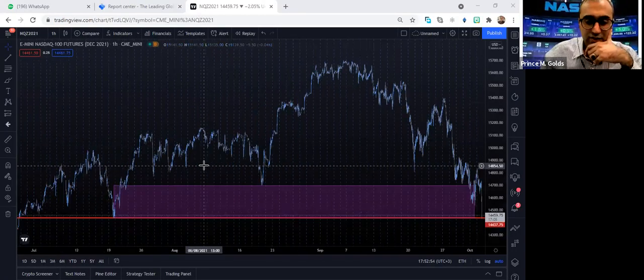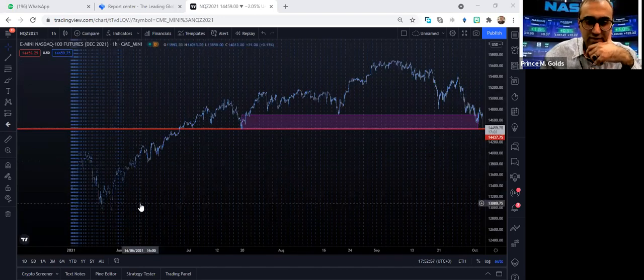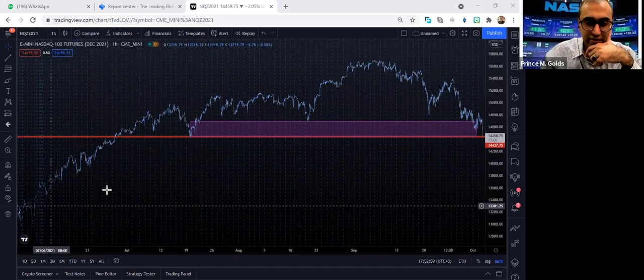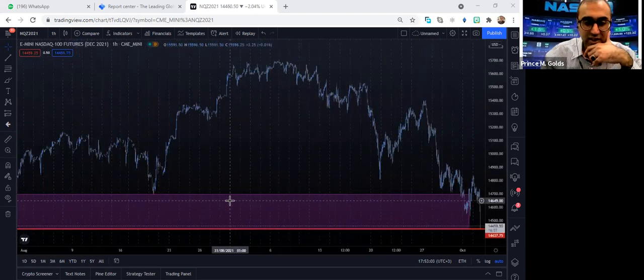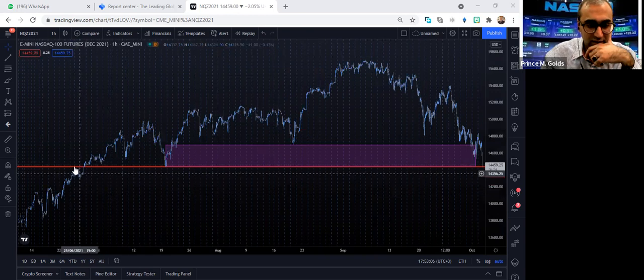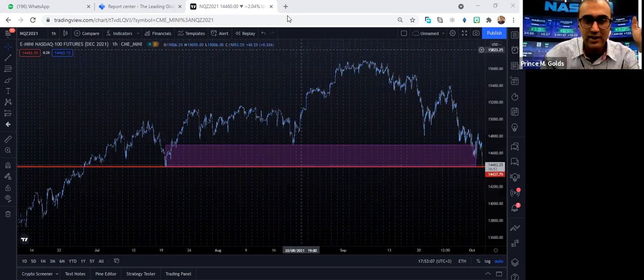I'm going to share the screen here. We're going to go to the chart and let's see what's going on. First of all, let's take a big picture. We've been in uptrend for a very, very long time. But the most important thing that we have here is this area. You see that this area is so vital that, let me draw it for you.